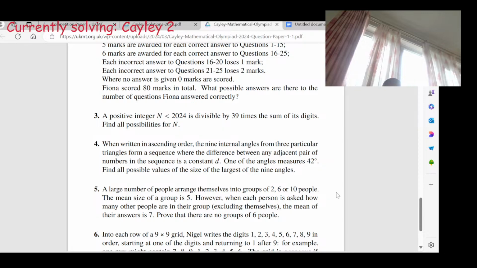Okay, fine. Whatever. Bruh. When written in ascending order, the 9 internal angles. No. Bruh. What is going on?